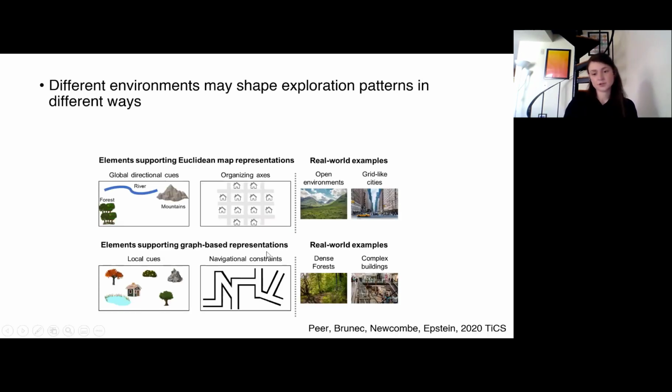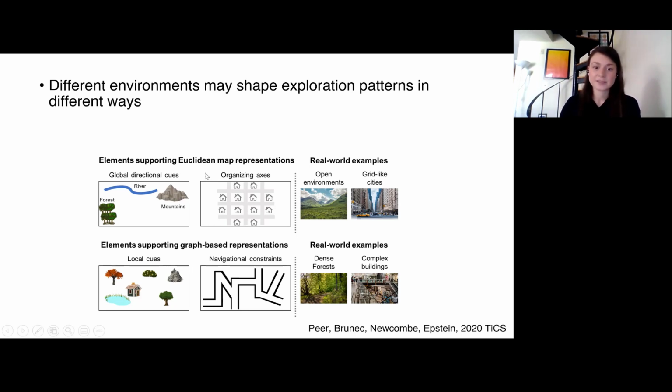And this is something that we touched on in this review led by Michael Peer and myself with Nora and Russell, where we tried to make sense of the different elements that might support more Euclidean representations versus more graph-based representations, which we can't really adjudicate between in this particular experiment. But it might be that in open environments where you have perhaps only distal cues and no distinct landmarks, as well as no paths when you're navigating, something like roaming entropy might be a much more appropriate measure because it captures how much of the available space you've explored.